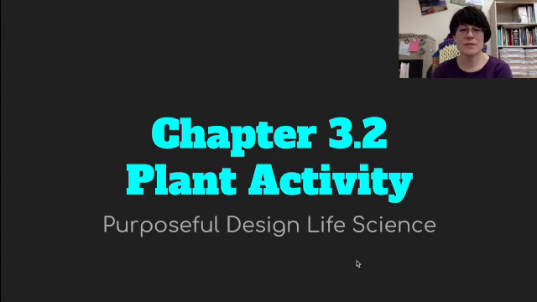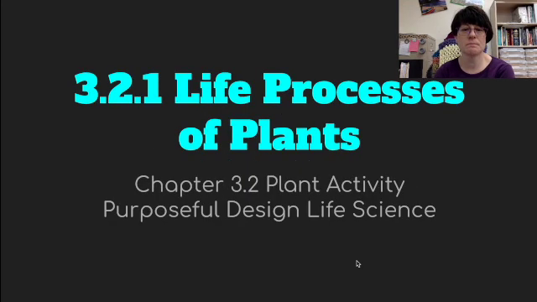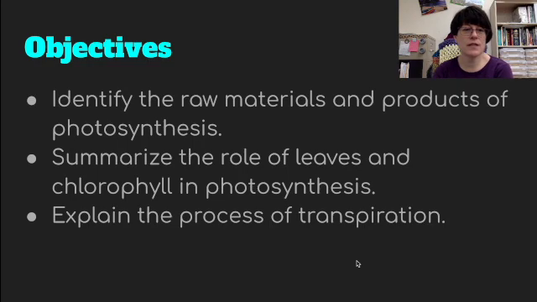Hello everybody, it's Mrs. Pound and we are studying chapter 3.2 on plant activity from Purposeful Designs Life Science. The section we're going to look at today is section 3.2.1 on life processes of plants. So our objectives today will be to identify the raw materials and products of photosynthesis, summarize the role of leaves and chlorophyll in photosynthesis, and explain the process of transpiration.